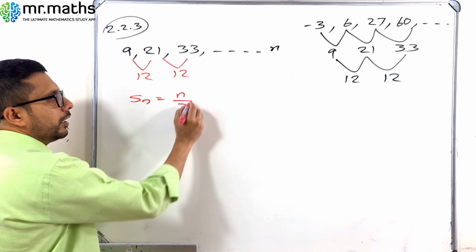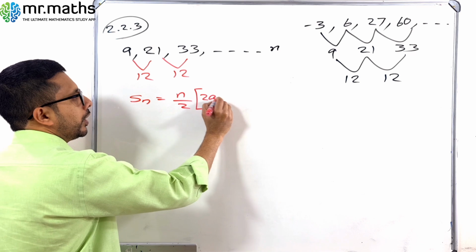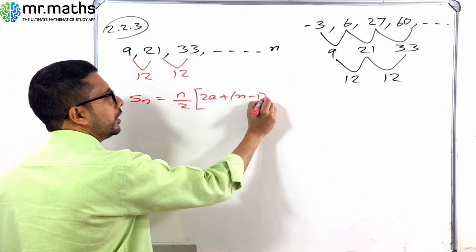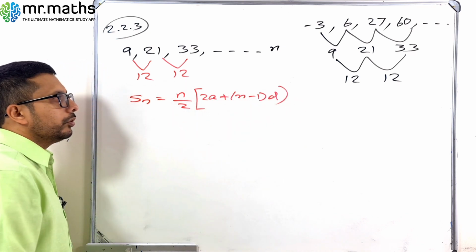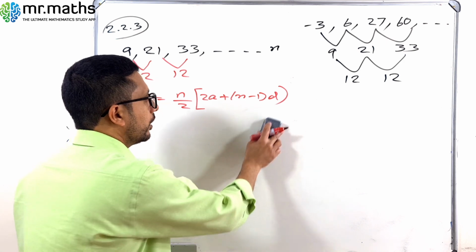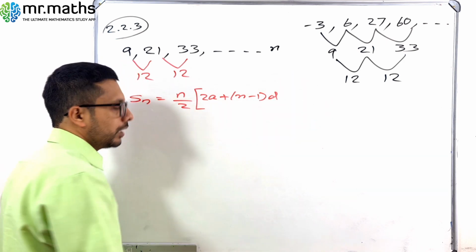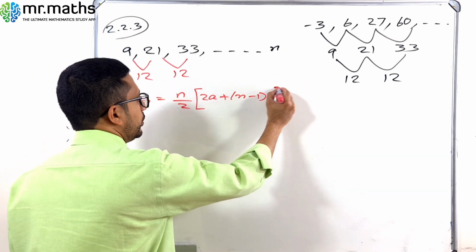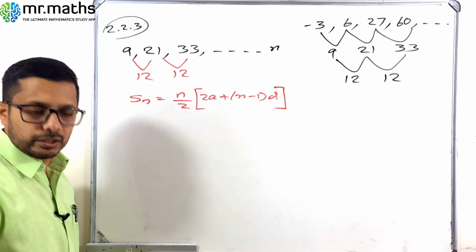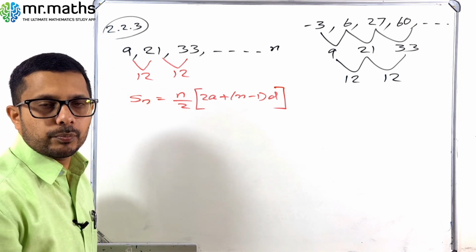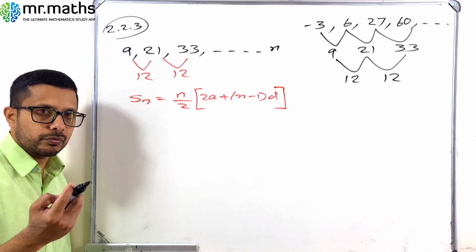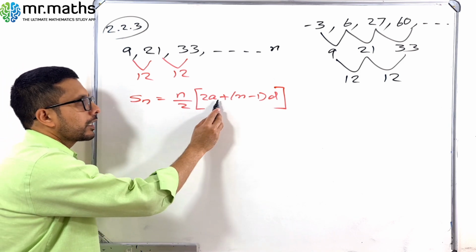You have to learn by heart n by 2 into 2a plus n minus 1 into d. I hope you know this formula. You have to learn this formula by heart: n by 2 into 2a plus n minus 1 into d. This is the formula that we can use to find the sum of the first n terms. Don't forget, leave this n as it is.